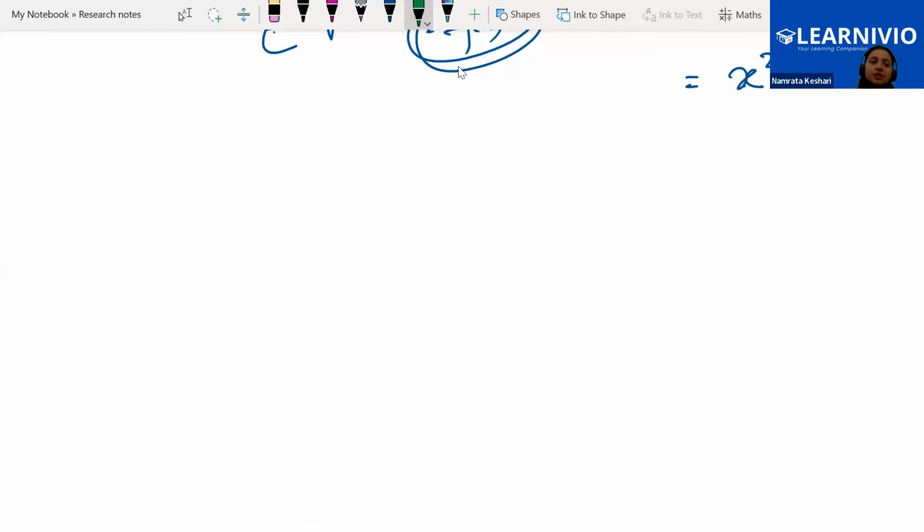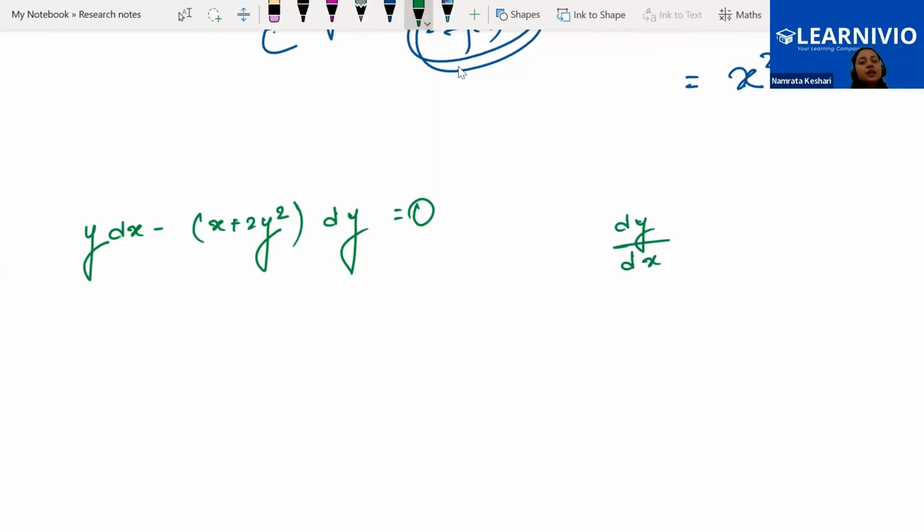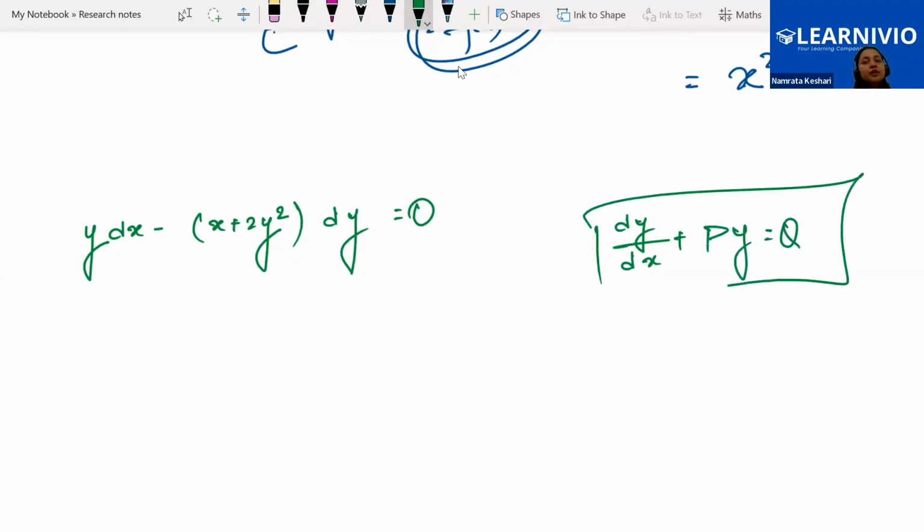If suppose we are having y dx minus x plus 2y square dy is equals to 0. Now it doesn't look like that format where we were having dy dx plus p into y is equals to q. This format it doesn't look like. So maybe we will think that this is the variable separable where we will be able to separate them.